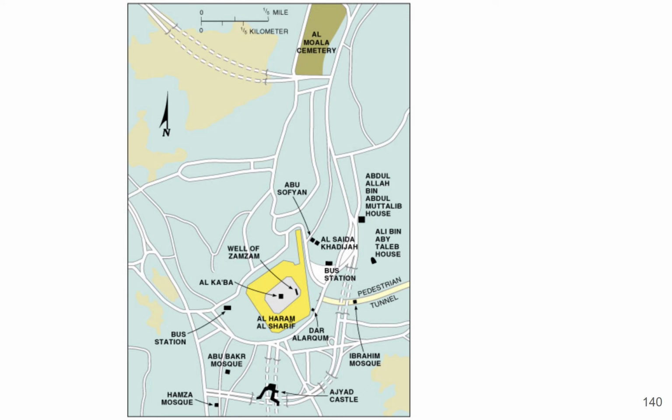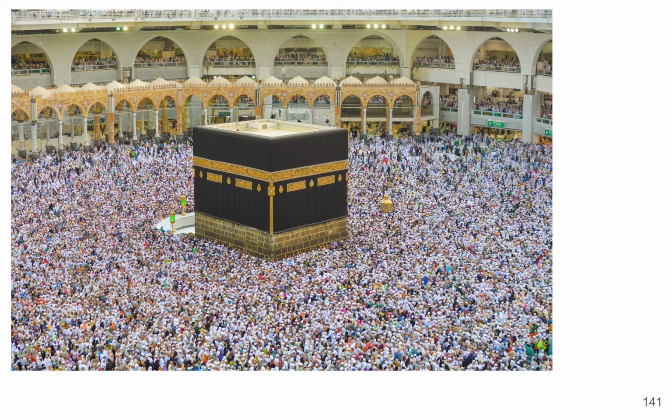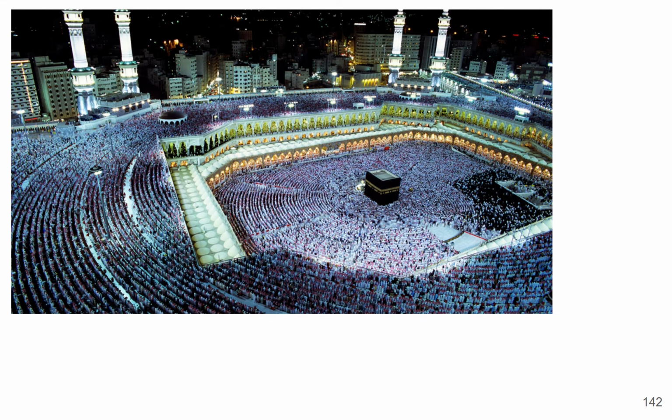So here we have Mecca, the Kaaba, where all Muslims try to make a pilgrimage to at least once in their life. The picture of the crowd around the Kaaba. Another view of the crowd around the Kaaba. Oh yeah, I need to go find an ad. There are some really interesting documentaries on the Hajj.